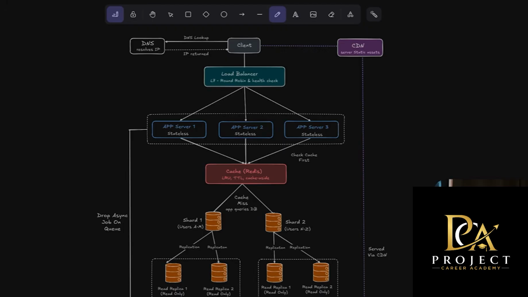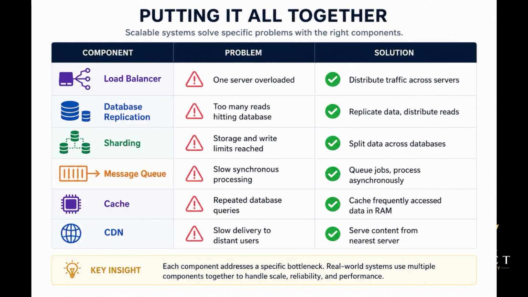Let's also talk about the problems and their solutions. If a single server is overloaded, we do horizontal scaling. For distributing the traffic, we do load balancing. Global latency is solved by CDN. If there are repeated database reads, we use Redis or a cache. For database read bottlenecks, we use replication. For database size limits, we use sharding. For synchronous processing being slow, we introduce message queues. For real-time communication, we use WebSockets. And for duplicate requests, we use idempotency.